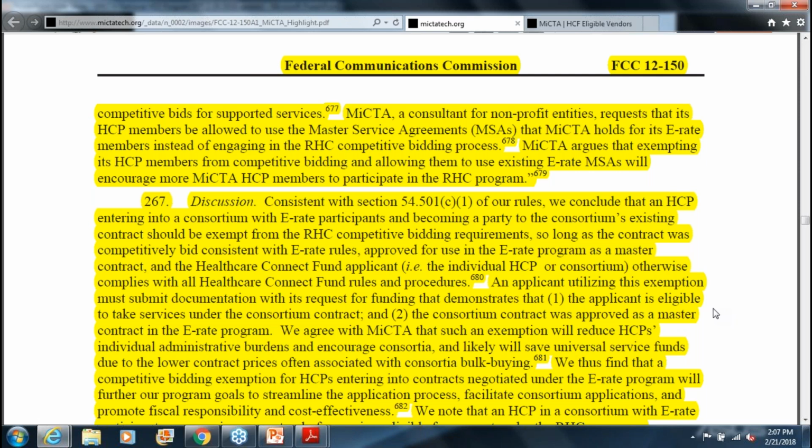So therefore, they agreed with MiCTA that such an exemption will reduce HCP's individual administrative burdens and encourages consortia, and likely will save universal service funds due to the lower contract prices associated with the consortia bulk buying. So there you have it. And in the forms, the exemption is actually in the forms documents. So that's where that exemption is coming from, right out of the order that the FCC passed.